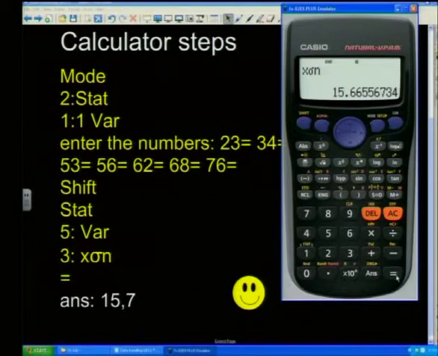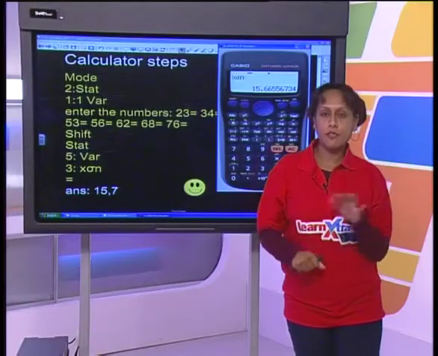And if we did it correctly, then yahoo, we get exactly what we did when we did it manually. Our answer is 15,6655 and so on. If we round this off, we're going to get an answer of 15,7 for the variance.